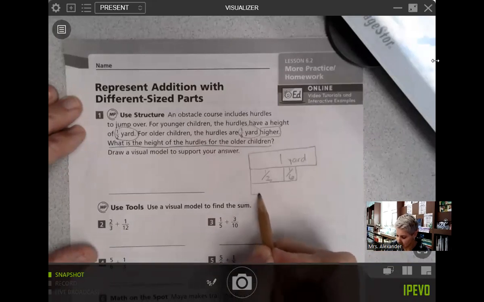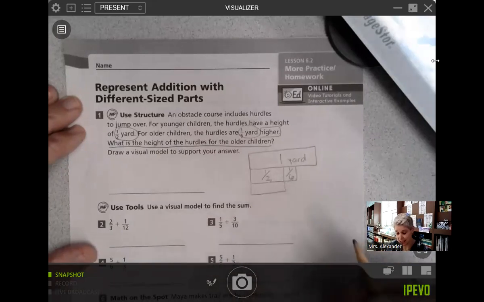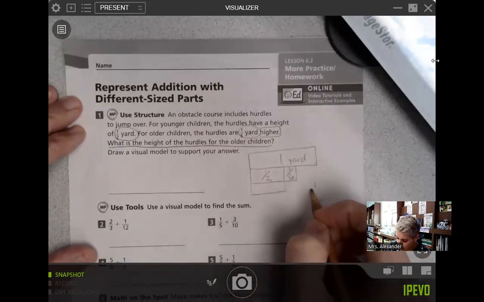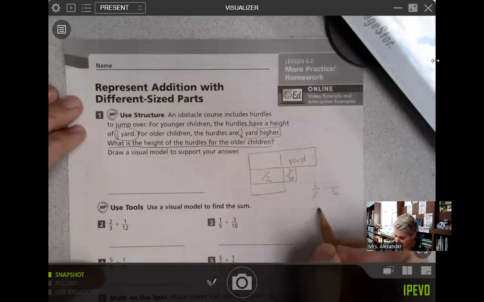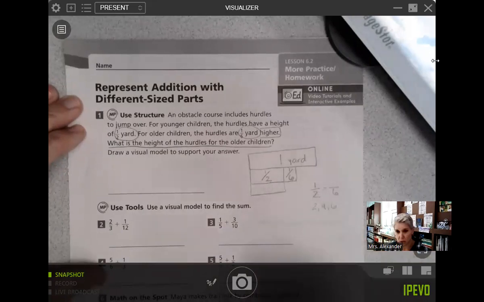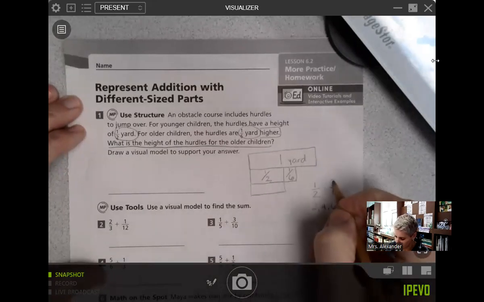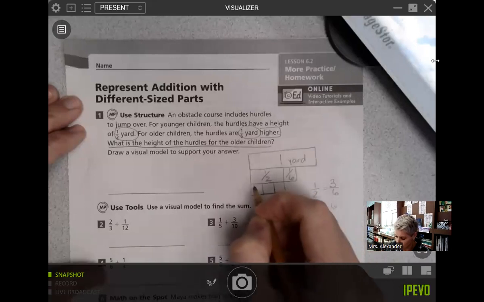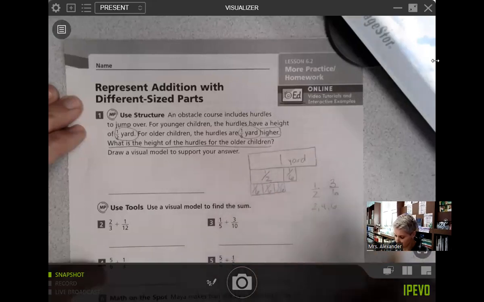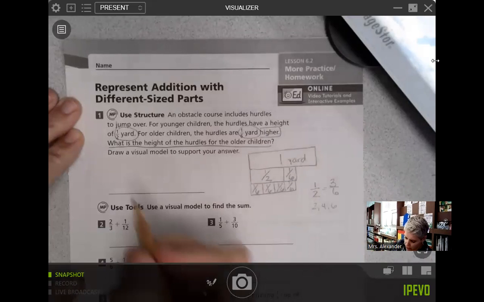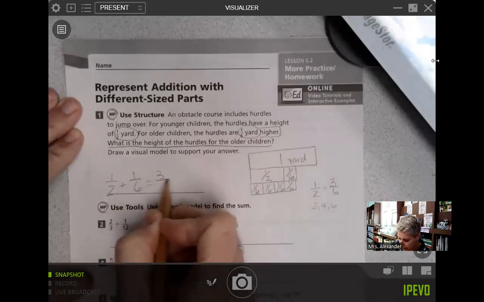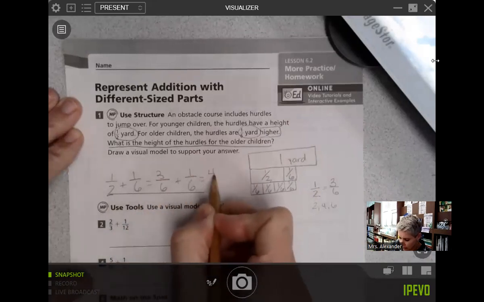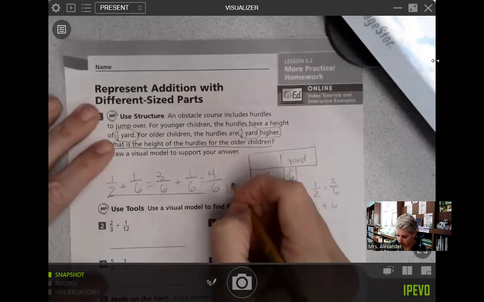So that means we can split this 1/2 into 6. How many 6 would it be? Well, if I have 1/2 and I wanted to equal 6, as we've talked about in class, think about your multiples. 2, 4, 6. 2 times 3 is 6. So then we would have 1 times 3 is 3. That tells us that we should have 3/6 for the younger children, and then that 1/6 for the older children. So there is our model. We could do 1/2 plus 1/6 is the same as 3/6 plus 1/6, and that would equal 4/6 of a yard for our final answer.